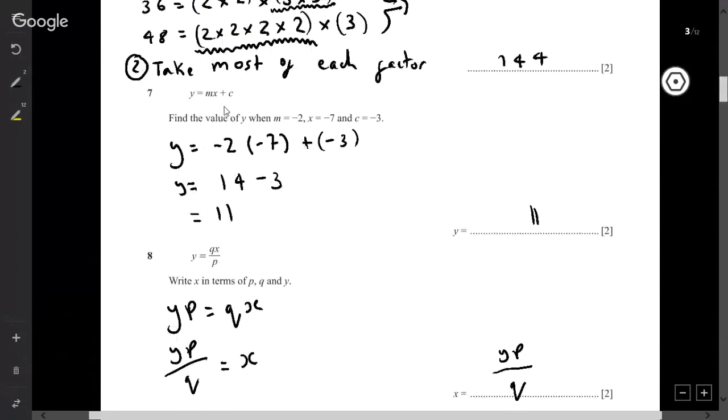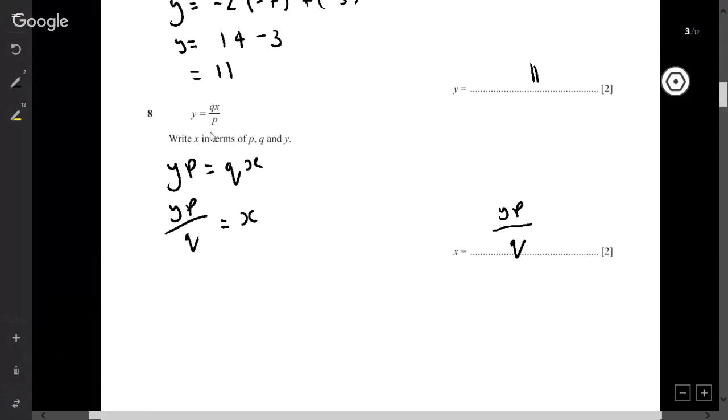Okay, question number 7. y equals mx plus c. Find the value of y when m is minus 2, x is minus 7, and c is minus 3. We'll simply just substitute all of that into y equals mx plus c. Do a little bit of moving around. We find that y is 11.